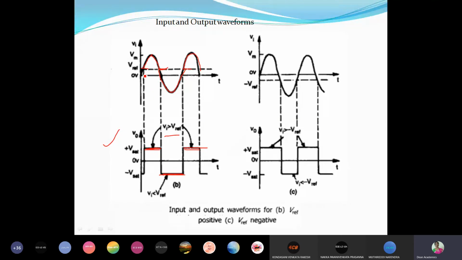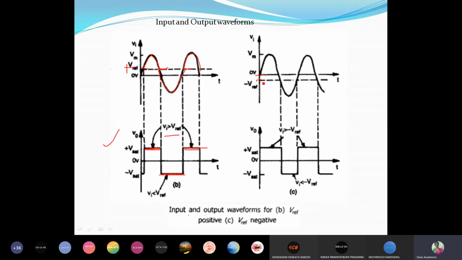This reference voltage can be any value, so you can design your comparator like that. This is about some positive reference voltage, above 0 volts. Now here you take this as 0 volts, and the reference voltage is minus some value, a negative reference voltage.